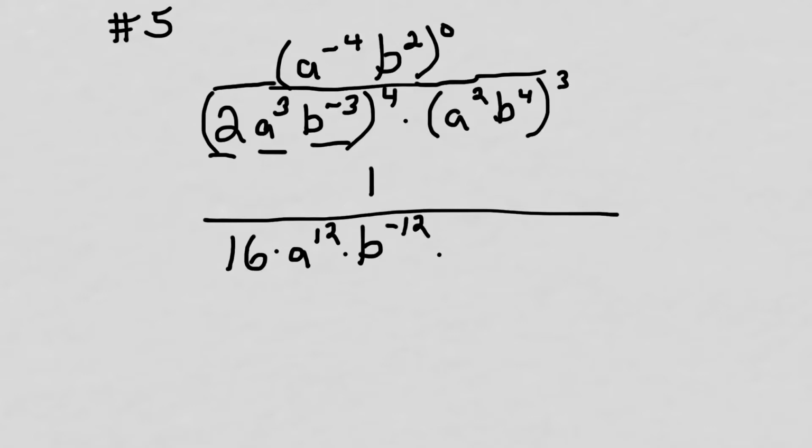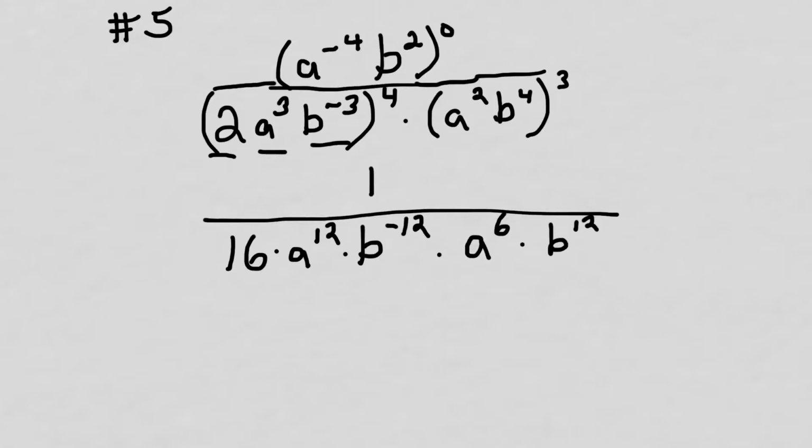Let's do the right side. We got a squared and b to the 4th, all of that to the 3rd power. So applying the 3 to your a's, you multiply the exponents, you get a to the 6th, and you end up with times b to the 12th.